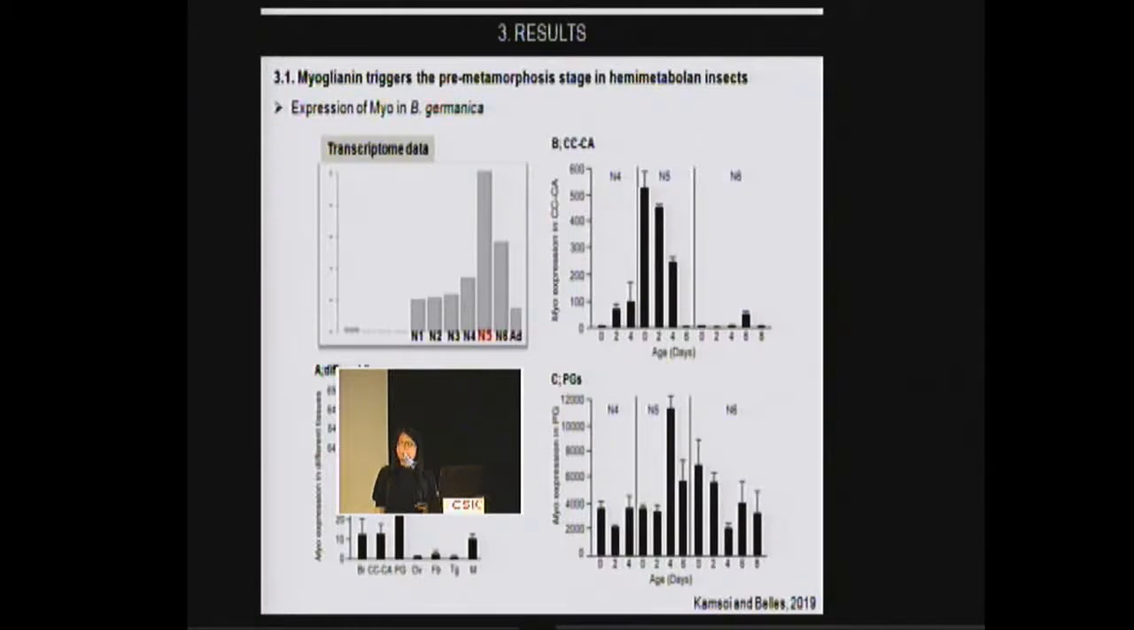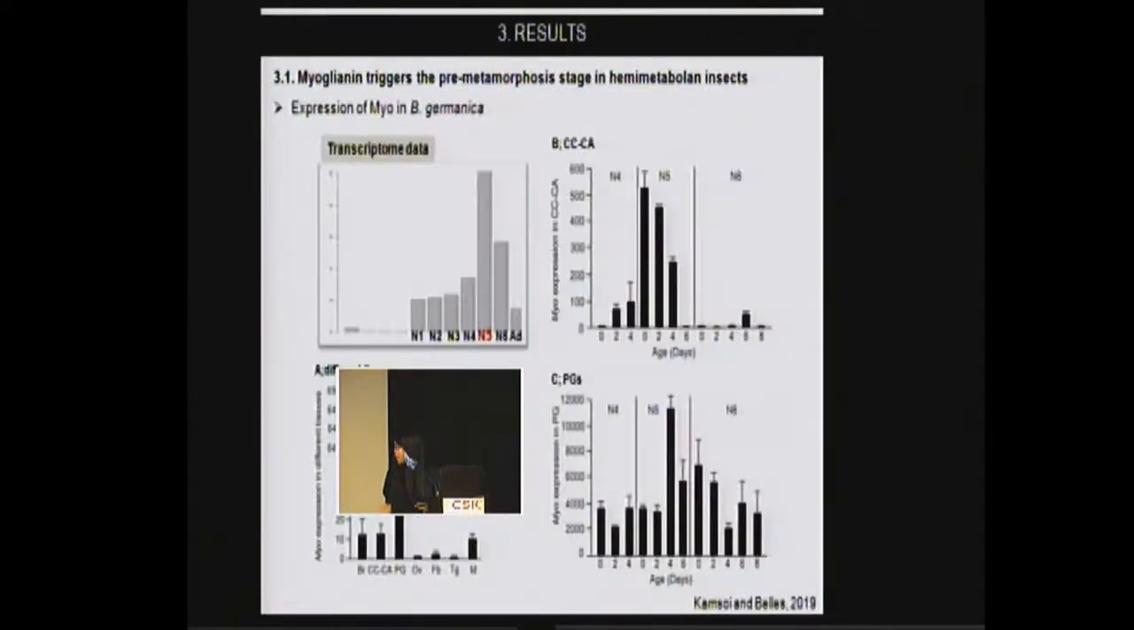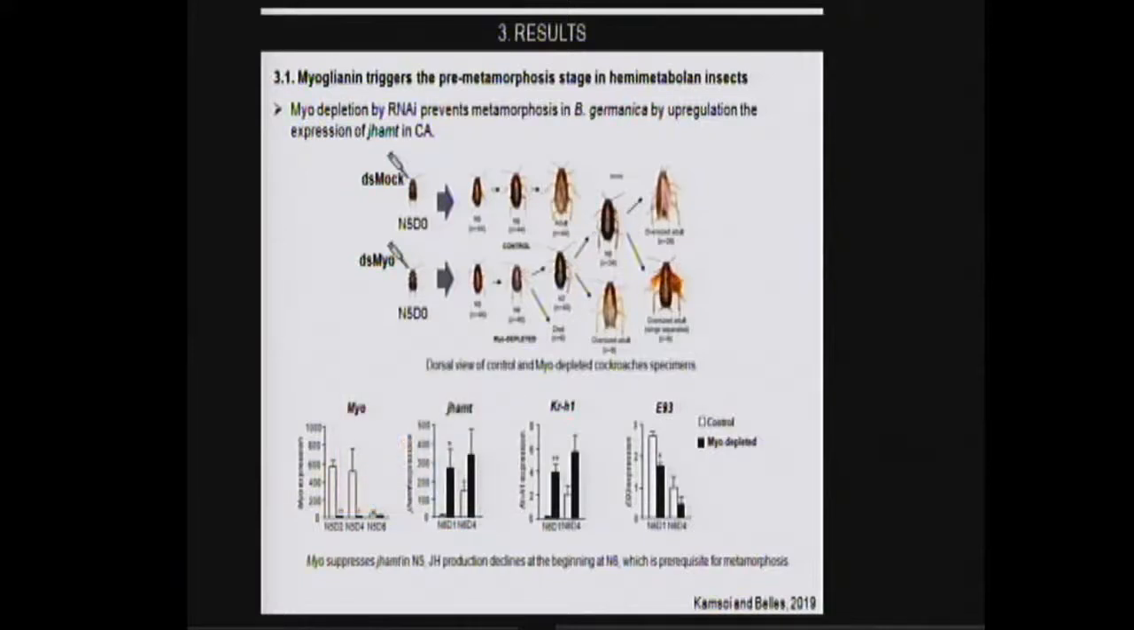But in the prothoracic gland, there is a peak of myoclonine in the middle of the penultimate instar, and the expression is kept at a high level until the first day of the sixth nymphal instar. So with that profile, we started to do the RNA interference. We injected double-strand RNA against myoclonine since the first day of the penultimate instar.